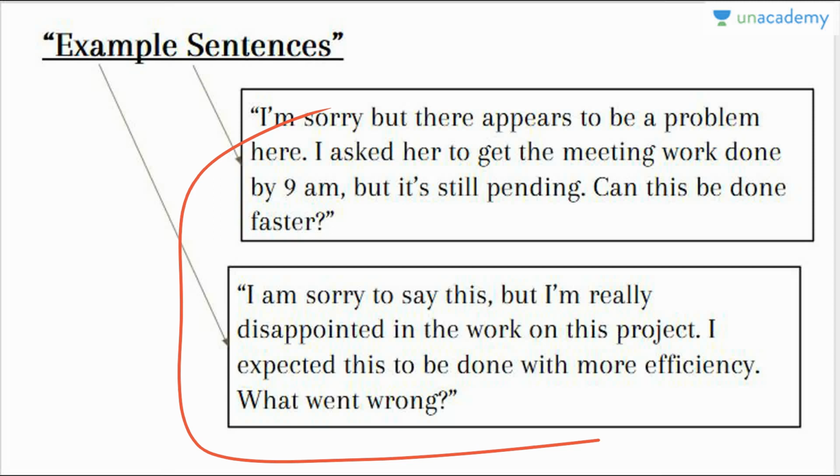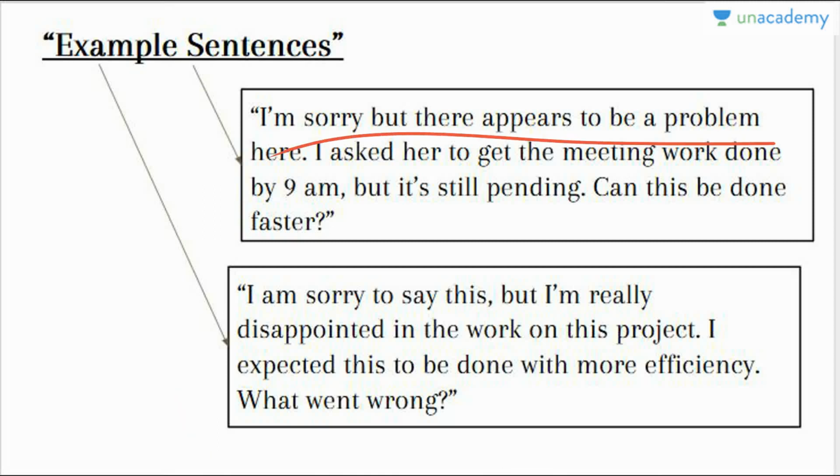So we are just including two things. First is the complaint sentence that we discussed in the first half of the lesson. I'm sorry, but, okay, so this is the expression. There appears to be a problem here. I asked her to get the meeting work done by 9 a.m., but it's still pending. So this is the complaint, right? That the work is still pending. So now we are adding the question as well. Can this be done faster?